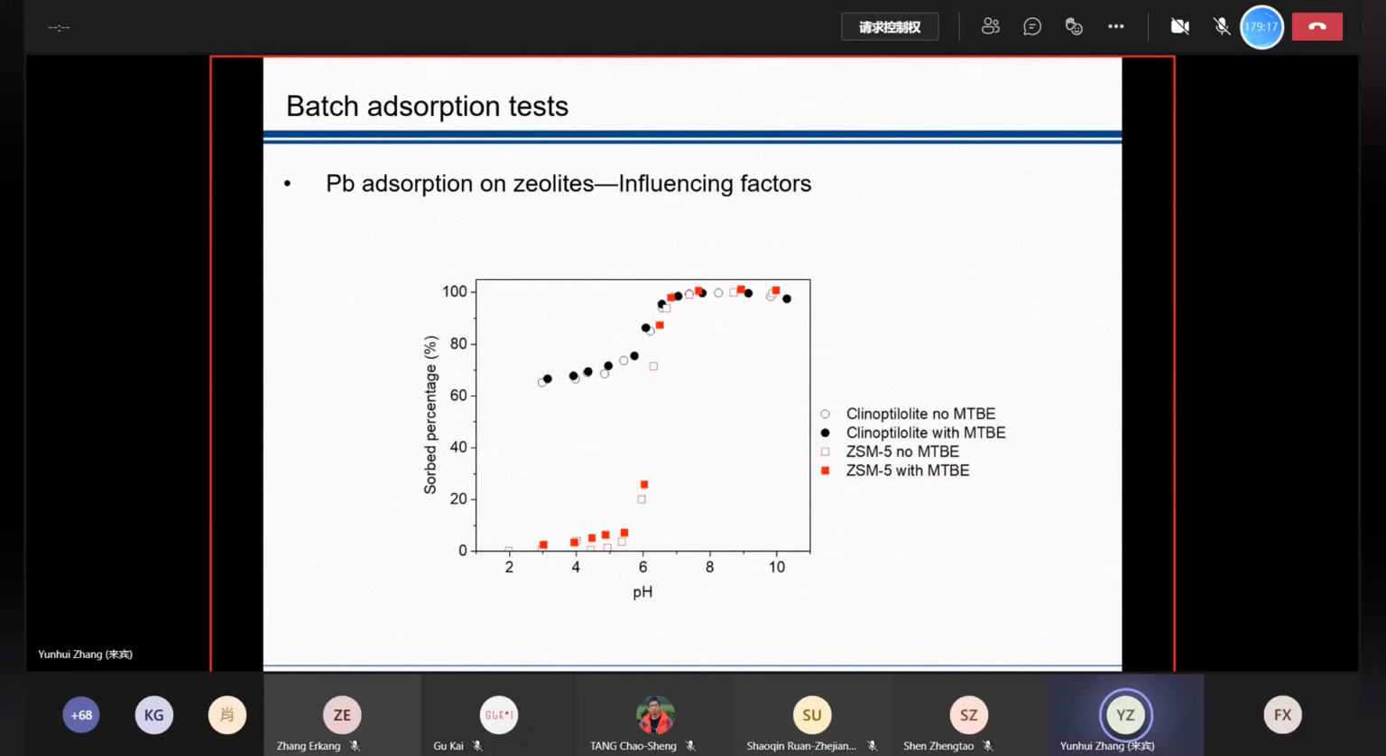And the adsorption of lead increased with the increasing pH, but MTBE has a negligible effect on lead adsorption for both zeolites. This is because MTBE mainly enters the pores of the zeolites, but lead is adsorbed by ion exchange and surface precipitation. So they have different adsorption mechanisms.